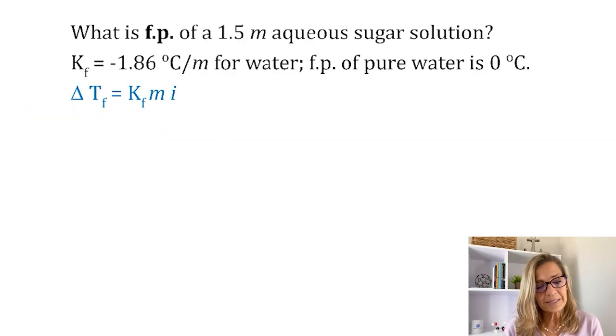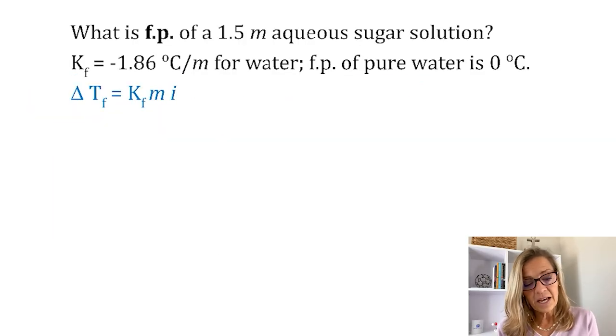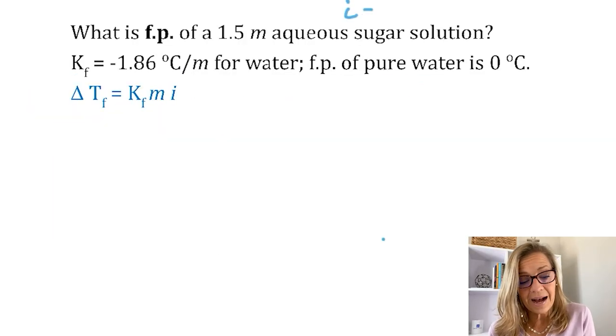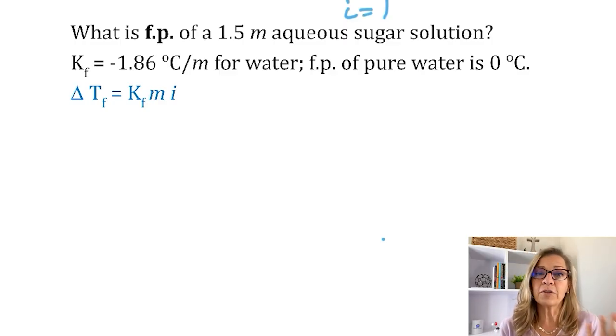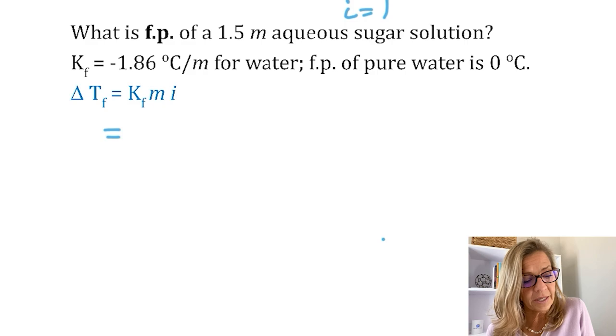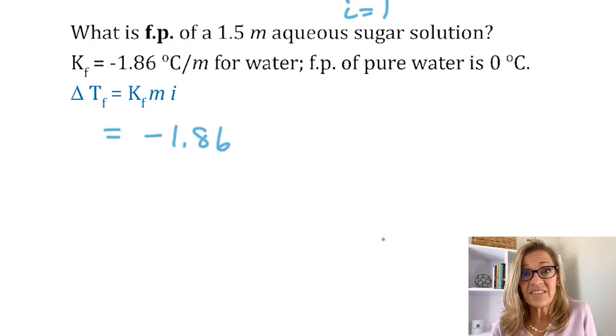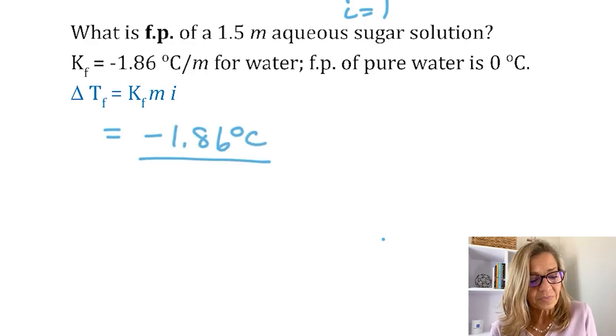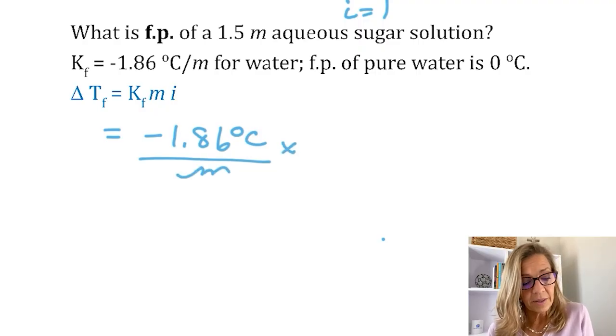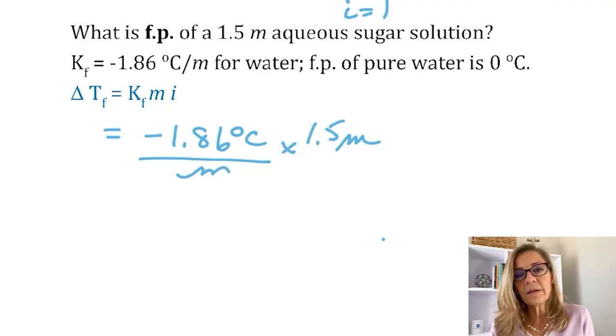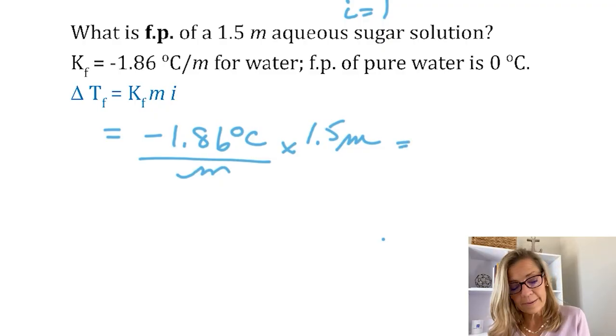So let's do an example here. We've got an aqueous solution, so I know that my i is going to be 1 for sugar, it's a non-electrolyte. And so for the freezing point depression, notice that the Kf is negative here. So degrees C per molal. We know the molality is 1.1 molal. i is 1. And so we're going to get negative 2.8 degrees C.